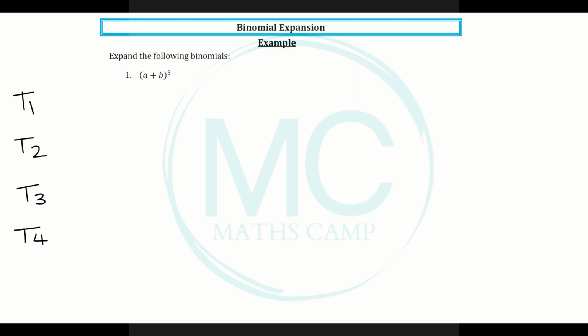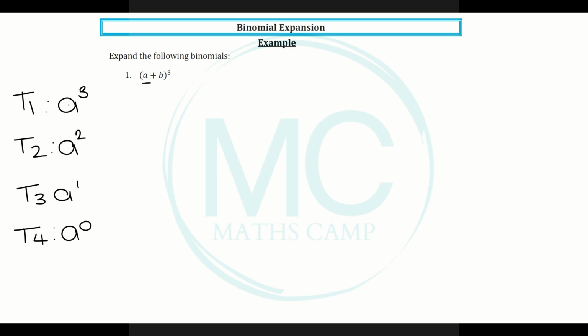We can start with our a value. For the first term, a will have an exponent of n, which is 3. So we say a to the 3. And then we decrease the exponent by 1 for each term. So we get a squared, a with an exponent of 1, and a with an exponent of 0.